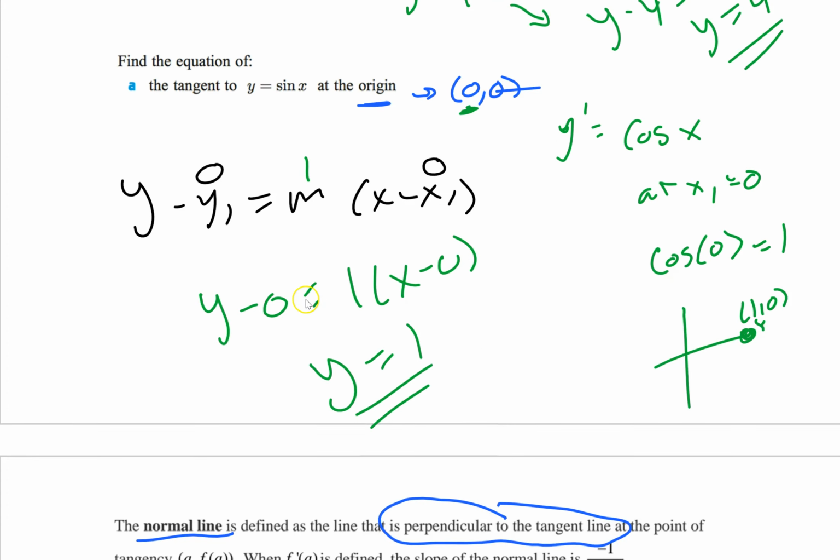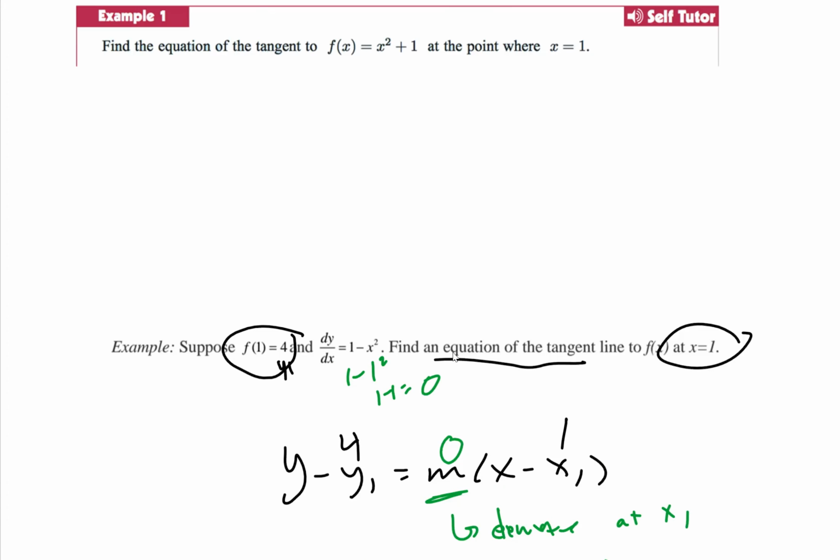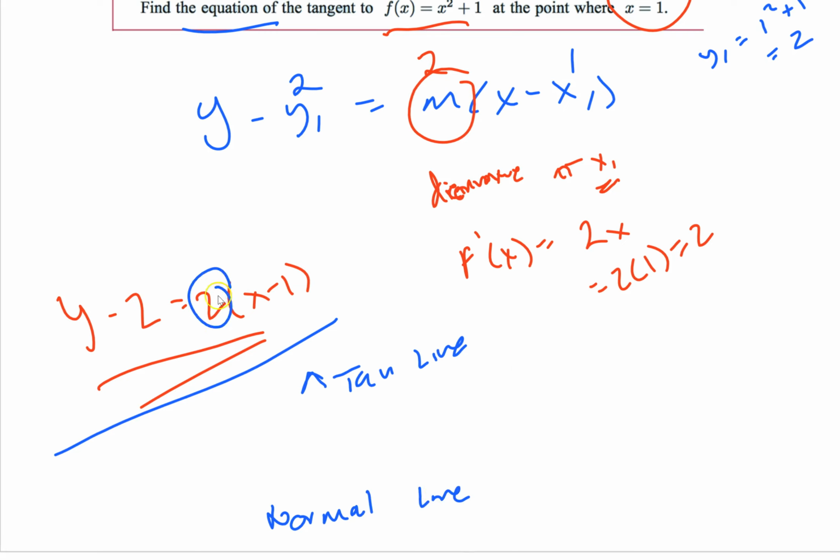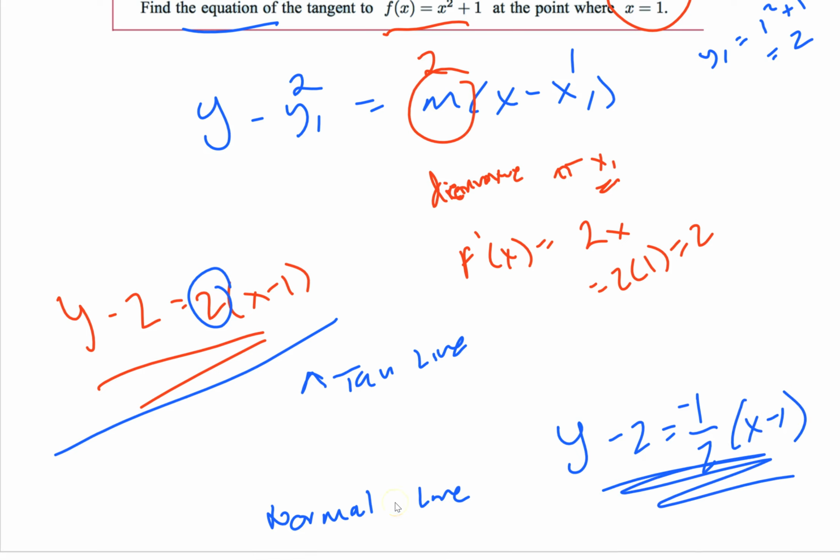So if I go up here, and let's go a little further, like let's go to this one. That was the equation of my tan line. If I want to make this a normal line, all I do is change that thing right there. So it's going to be y minus 2, do the negative reciprocal, negative 1/2, x minus 1. Now boom, it's a normal line. That simple.